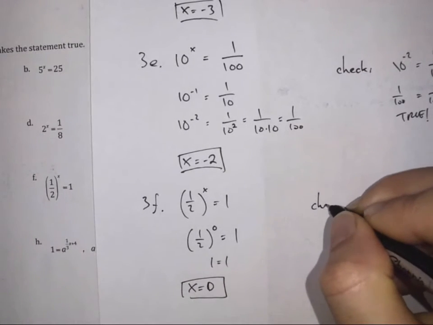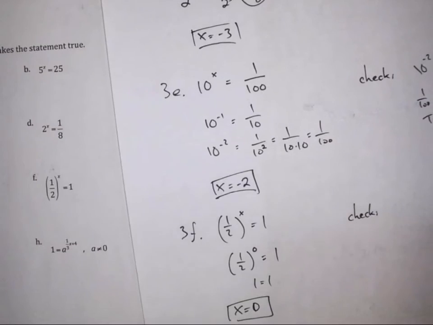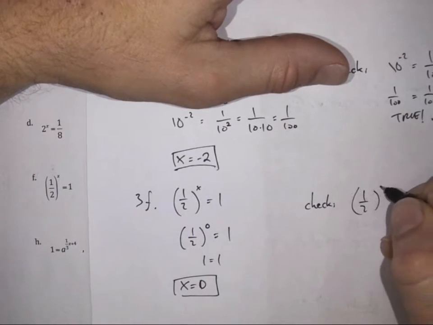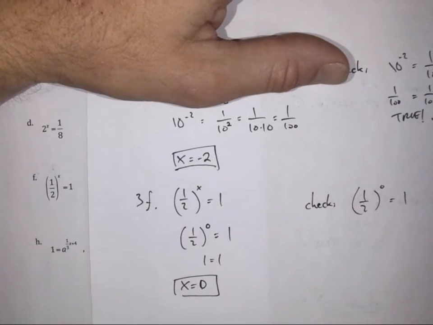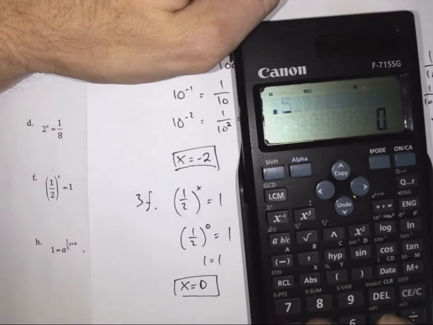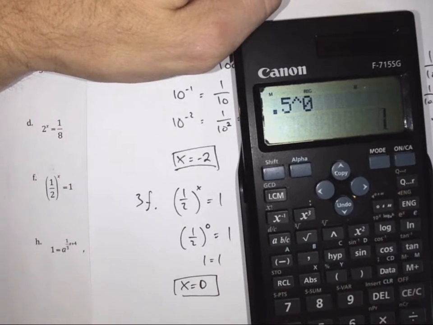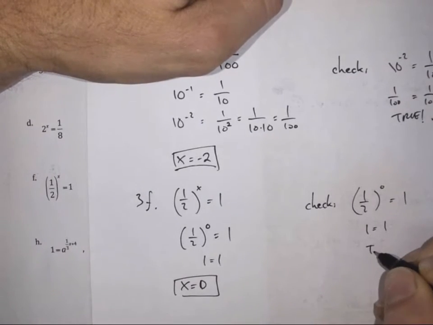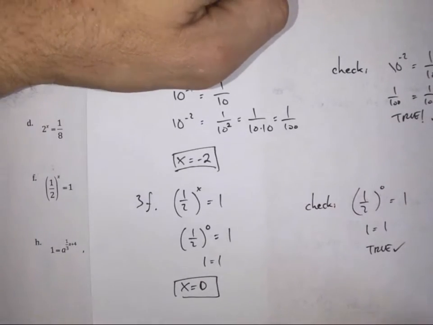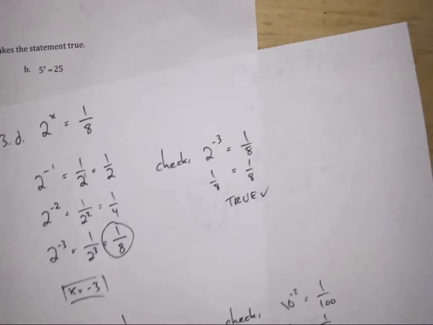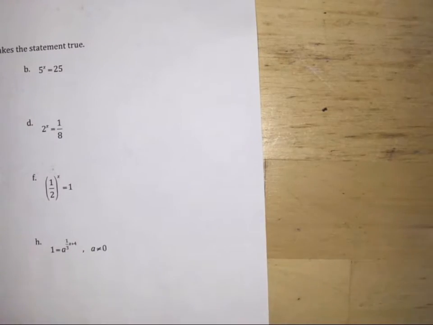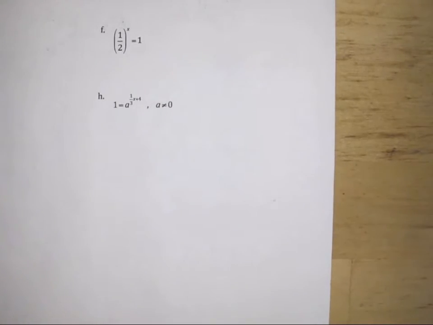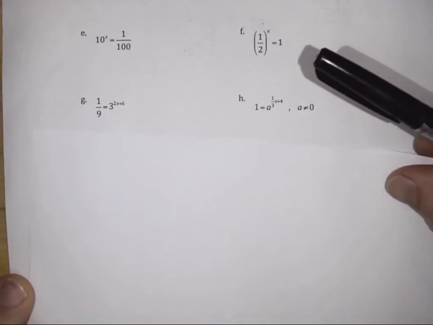Okay, we'll just check. This checking work seems a bit redundant with this question, but I'll do it anyway. 1/2 raised to the power of 0, is that equal to 1? Let's just check. 1/2 is 0.5 raised to the power of 0. Yeah, it's 1. Okay, so 1 equals 1, and that's true. Okay, so we got 2 more to go, and these are the heavier of the 8, I think you'll agree.